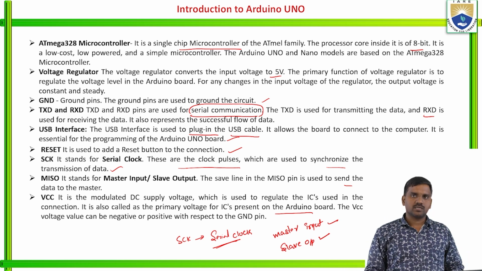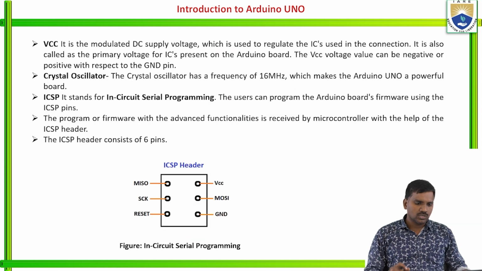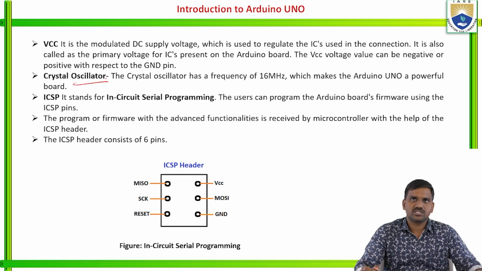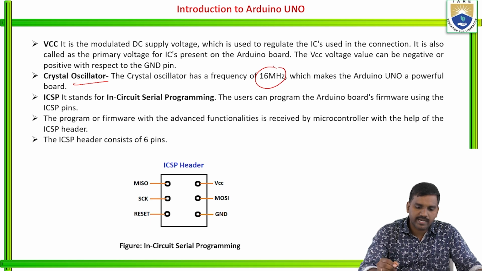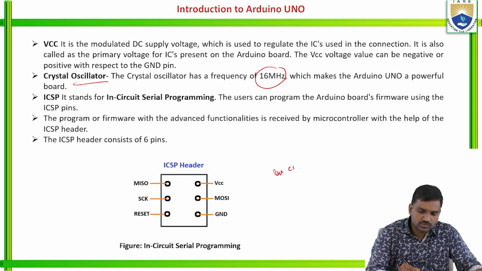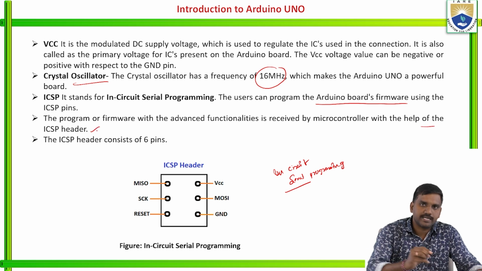So these are some pin descriptions of the previous diagram. Next to VCC, it is modulated DC voltage, that is over. Next, the crystal oscillator. Its main function is a frequency of 16 megahertz, which makes the Arduino a powerful board. ICSP stands for in circuit serial programming. It is a very important pin. In order to connect the programming cable, users can program the Arduino board's firmware using the ICSP pins. The program or firmware with advanced functionalities is received by the microcontroller with the help of the ICSP header.